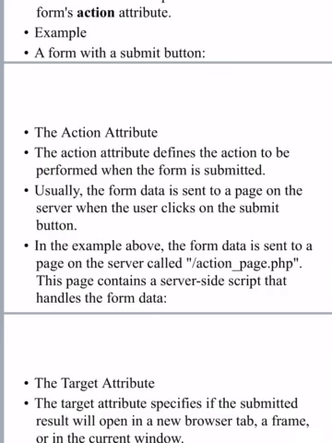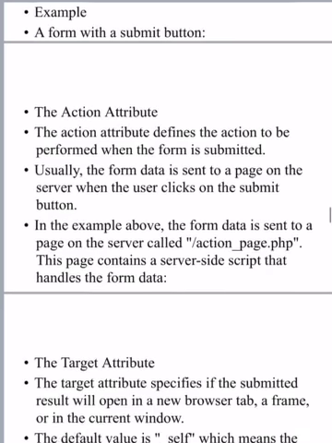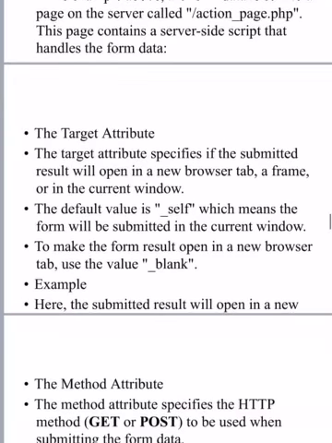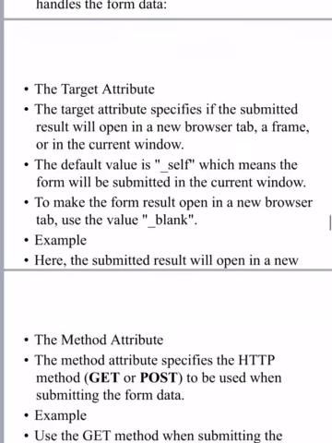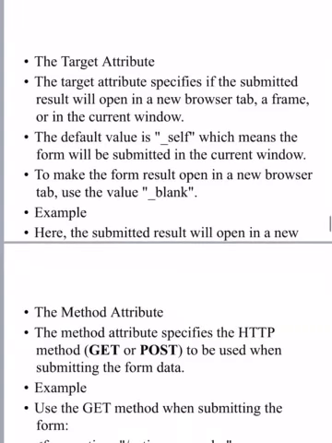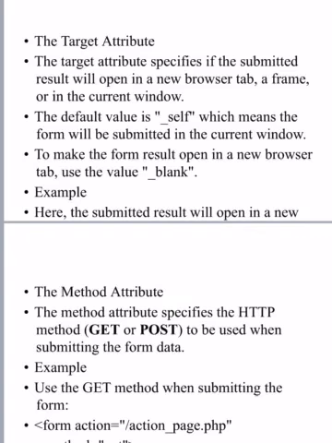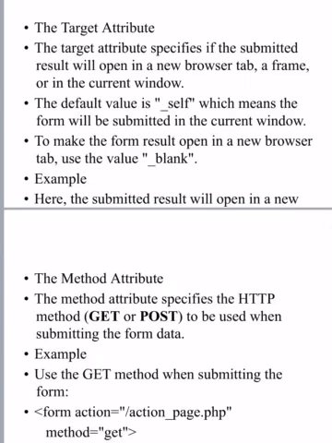So here mostly the action page is a PHP file, or in simple terms we can give an HTML file also, or a JavaScript file. And we have another attribute called the target attribute. The target attribute specifies if the submitted result will open in a new browser tab, a frame, or in the current window. The default value is _self, which means the form will be submitted in the current window. And to make the form result open in a new browser, we use the value _blank.